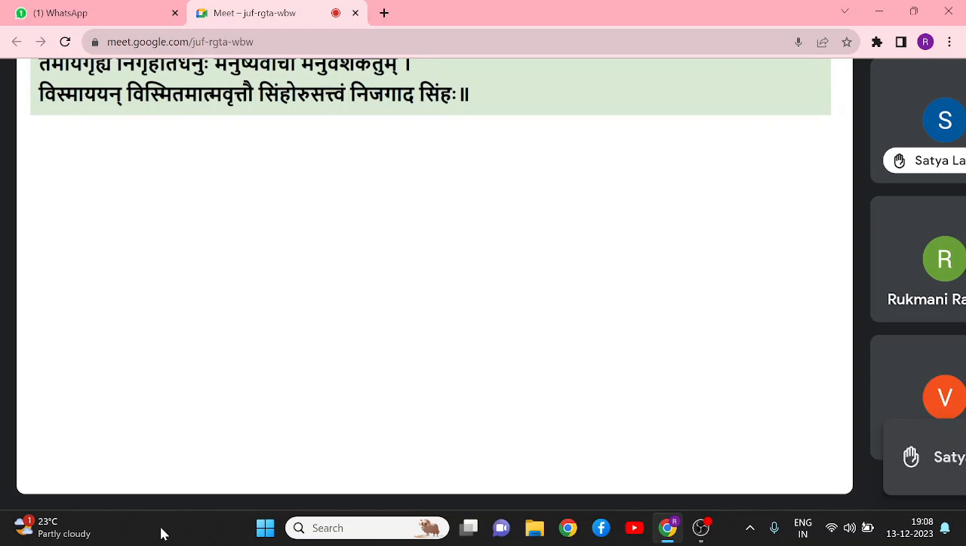I think there's only one, that is Simha plus Uru, Simhoru, Guna Sandhi. And Tamarya Gruyam and the Nigruhita Denu is Anuswara Sandhi. Then Simhoru Sattvam Nijagada. You said Nigruhita Denu Anuswara Sandhi? Katham Anuswara Sandhi? Tamarya Gruyam. And Simhoru Sattvam, that is Anuswara Sandhi. Yes. And Simha plus Uru, it is Simhoru, that is Guna Sandhi.